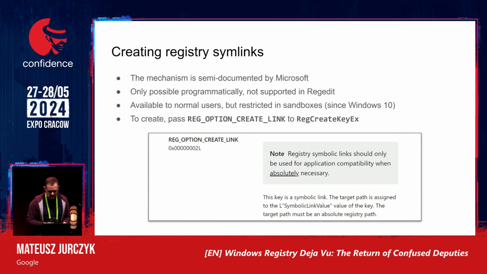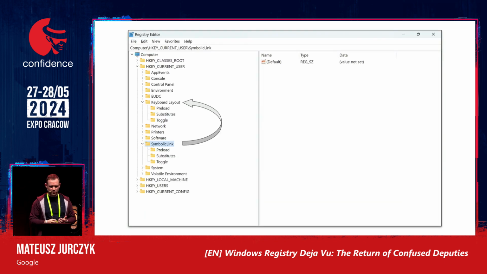And you can see here in the Microsoft documentation that they don't really encourage people to use them. It says registry symbolic links should only be used for application compatibility when absolutely necessary. When you read something like this as a security researcher, you start smiling immediately because it probably means it's a good mechanism to abuse.